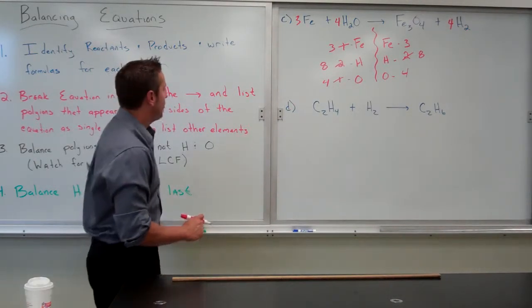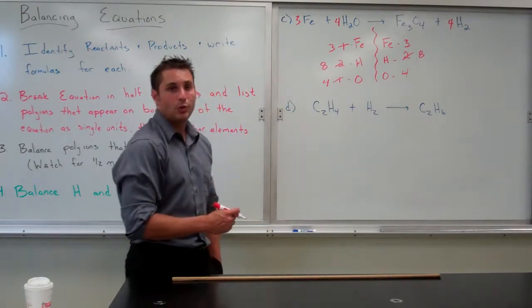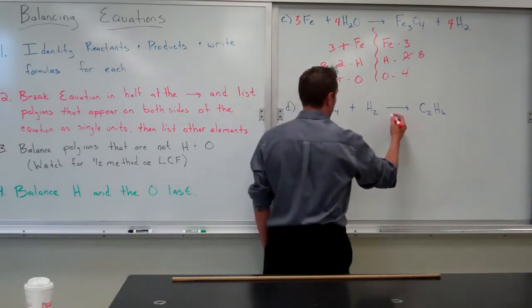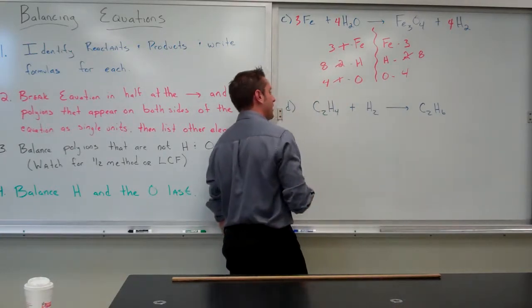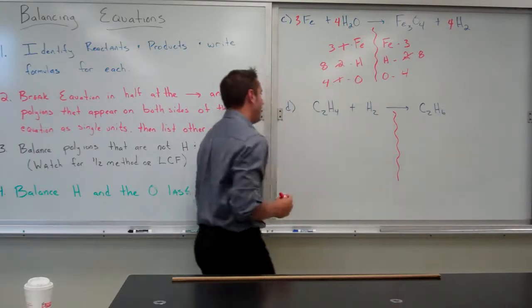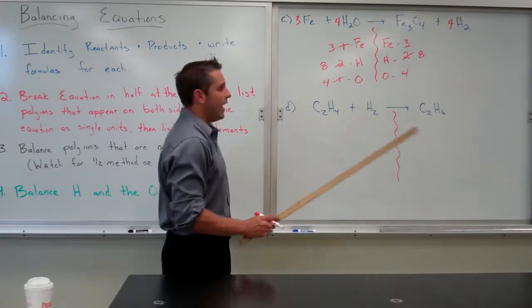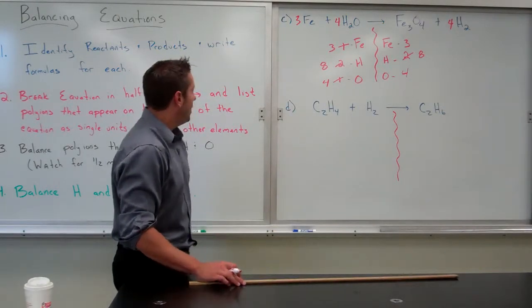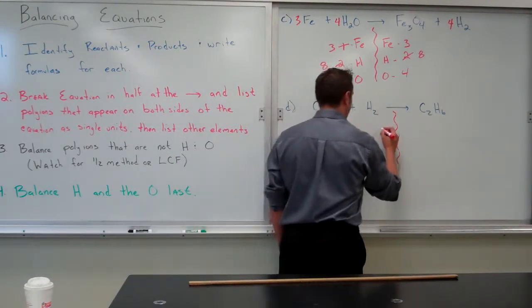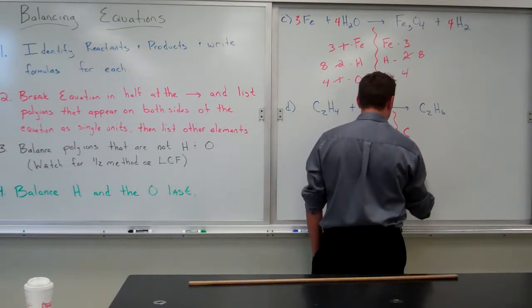Let's try the same thing with letter D. C2H4 plus H2 yields C2H6. First thing we do, list our formulas. We are good. Then we break the equation in half at the arrow, and we list polyions that are on both sides. Again, no polyions. Now we list our elements. It looks like on this side I have carbon and hydrogen, and this side, carbon and hydrogen.